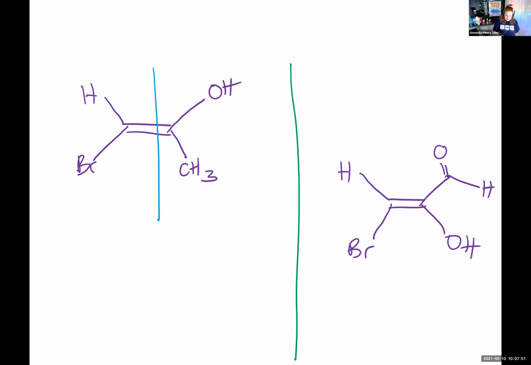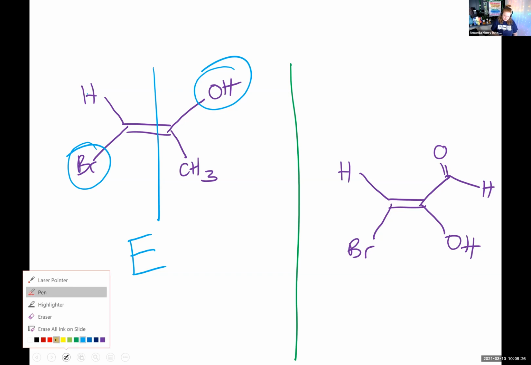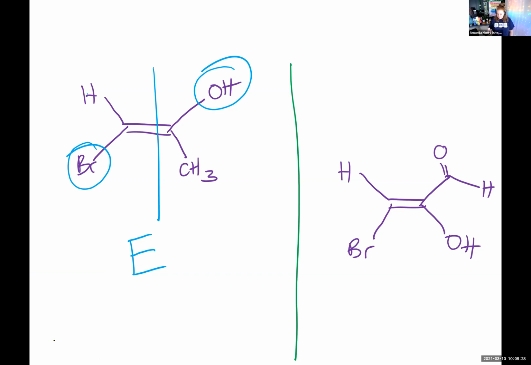So if we're comparing hydrogen versus bromine, which one of those is going to have a higher priority? Bromine. Exactly. And if we're comparing oxygen versus carbon, which one has a higher priority? Oxygen. Exactly. So that molecule, would we give it the E label or the Z label? E. There we go. Questions about that first one? Okay, what about the second one?